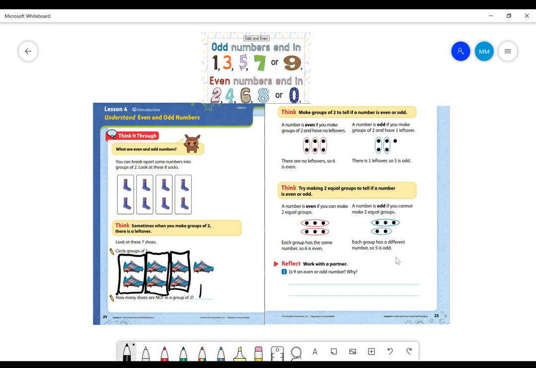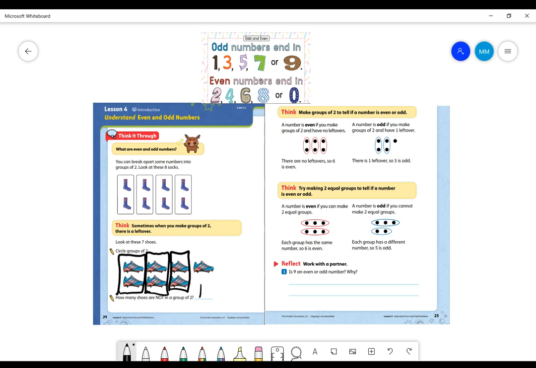All right, it says make groups of 2 to tell if a number is even or odd. So let's go back in time to this group right here. 7, would that have been an even number of shoes or an odd number of shoes? Look back at our chart. Was 7 an even number or an odd number? It was odd, right? So 7 shoes. So if I were to write 7 like this, it ends in 7. But if it's a single digit number, it would still be odd, right? So 7 shoes was an odd number.